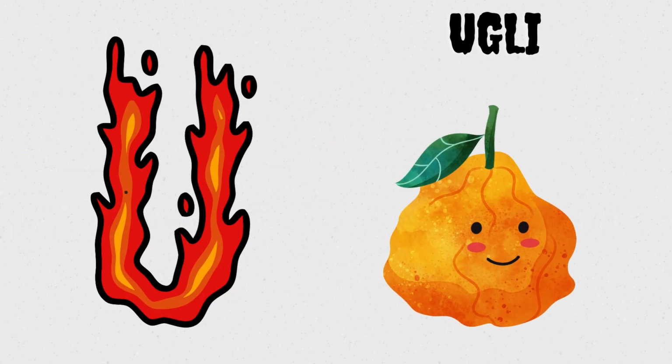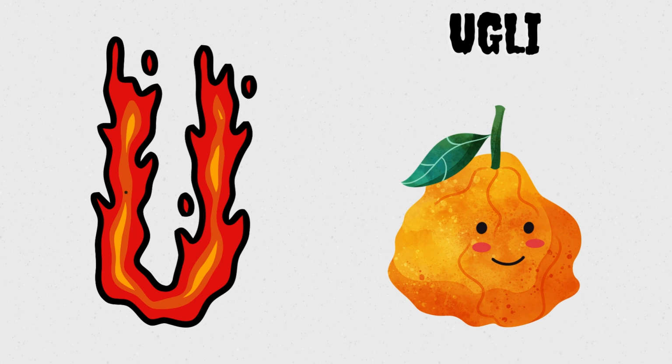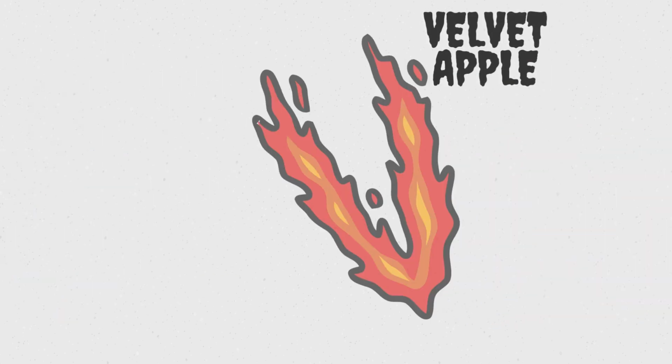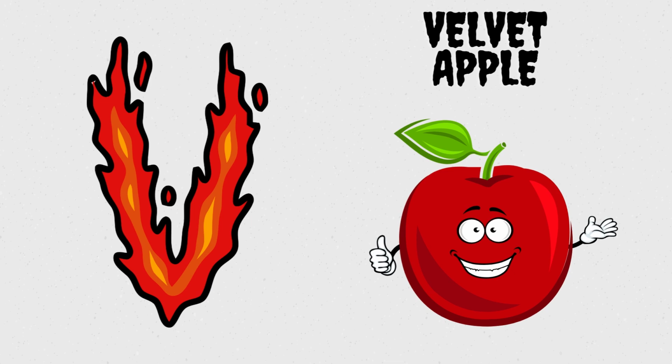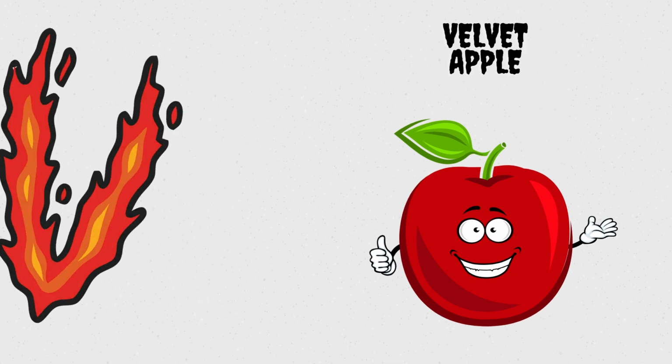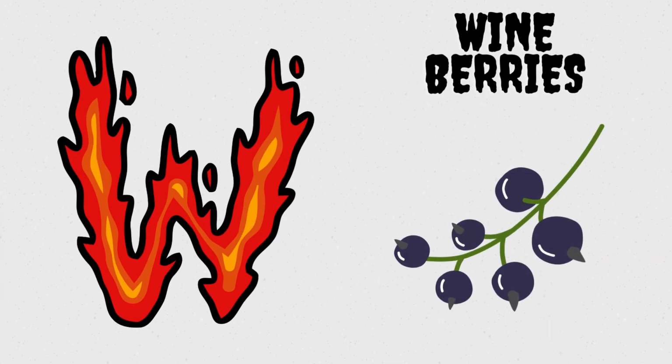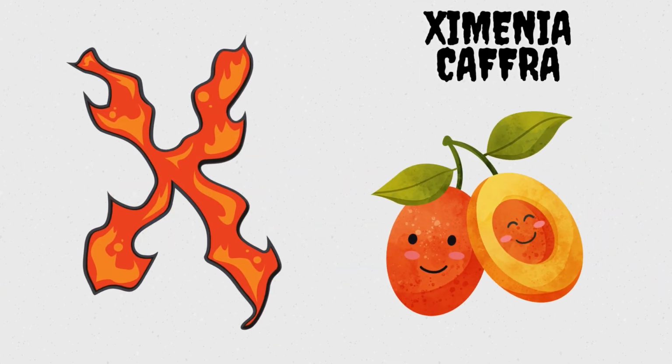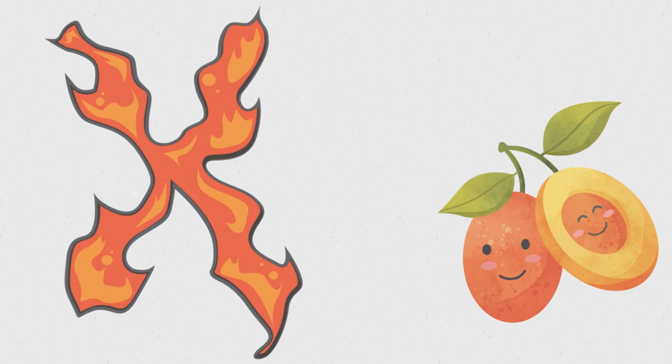U is for Ugli. U, U. Ugli. V is for Velvet Apple. V, V. Velvet Apple. W is for Wineberries. W, W. Wineberries. X is Xamania Caffra. X, X. Xamania Caffra.